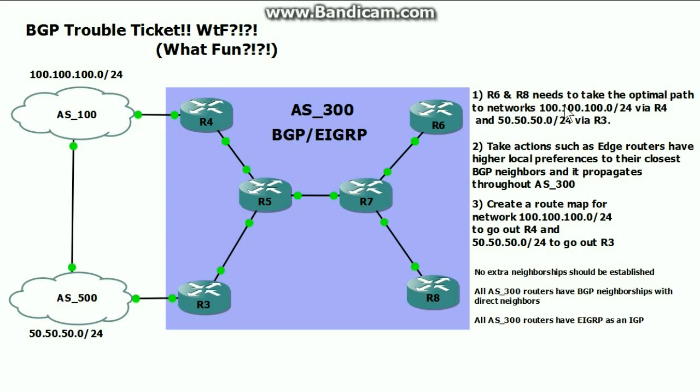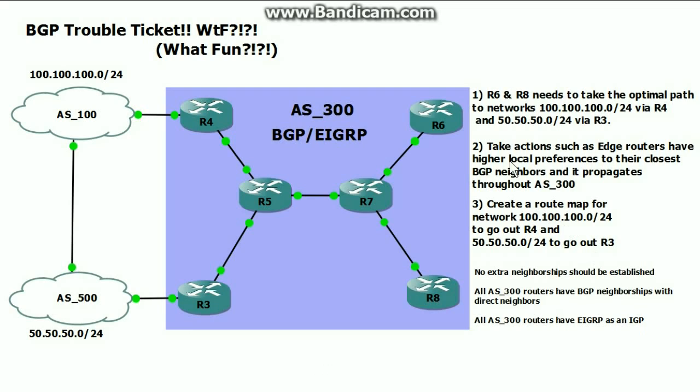R6 and R8 need to take the optimal path to network 100.100.100.0/24 via R4. All right. And then 50.50.50.0/24 via R3. All right. So that is what our goal is.